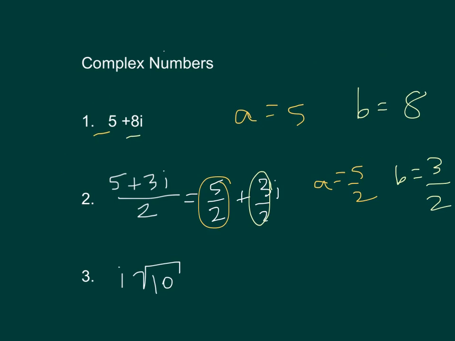And then number 3 is still a little bit different. So we just have one term here, the square root of 10 times i. We're not adding or subtracting anything. So you can kind of think about it as 0 plus that, in which case our a value is 0. And our b value is whatever is being multiplied by i. So in this case, b is the square root of 10.